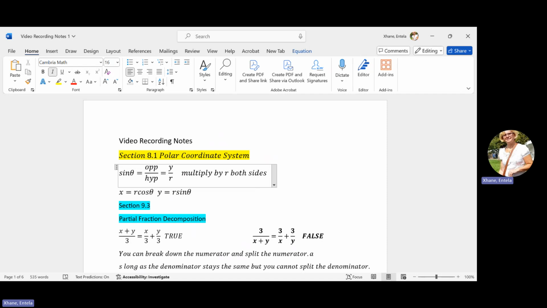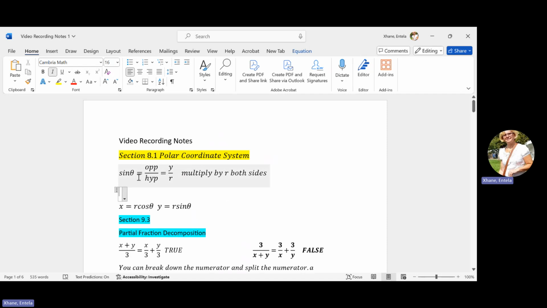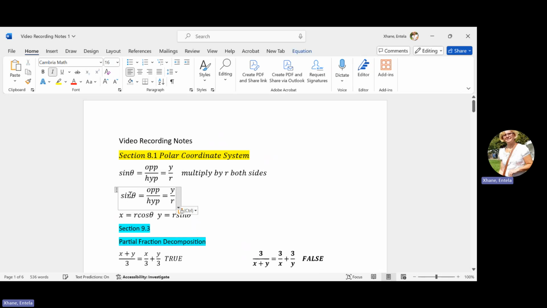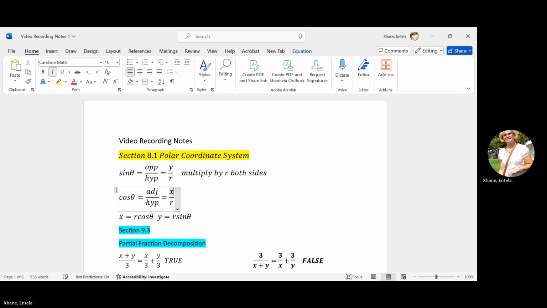In a very similar way, we generate x equals r cosine of theta. So let me readjust this for the function cosine. We have cosine of theta equals the adjacent over the hypotenuse, and the adjacent is x. And then, of course, we multiply both sides by r to get coordinate x.